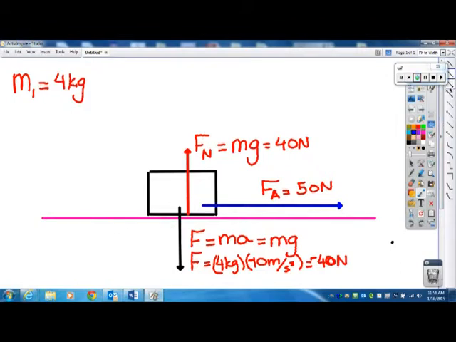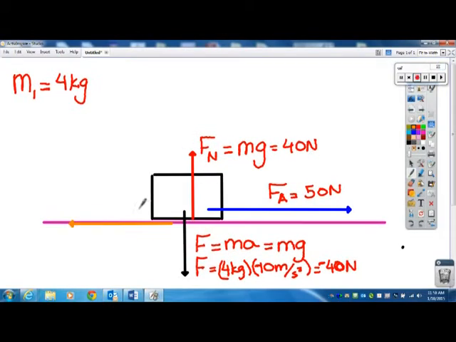And I'm going to put it in a different color. I'm going to put it in orange. So the force of friction is pointing towards the left, and the force of friction is just as strong as the applied force in this particular case, because the force of friction is keeping the box from moving. So the force of friction is to the left, and I'm going to say it's just as strong as the applied force, 50 newtons. That's why the box does not move.